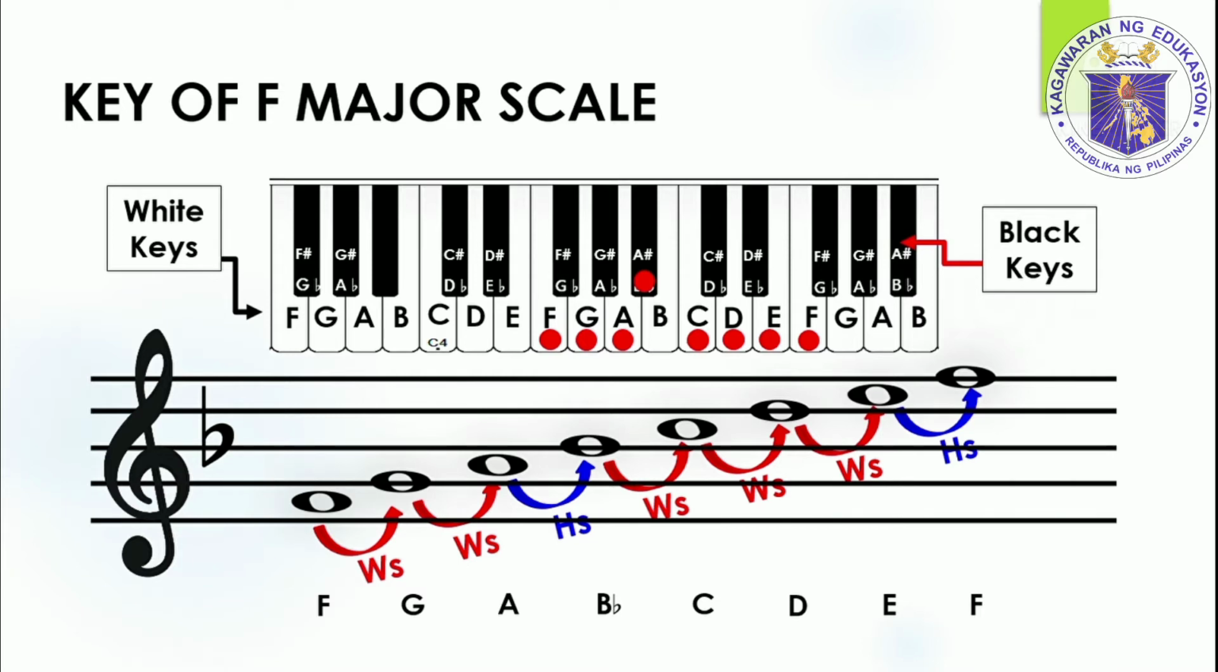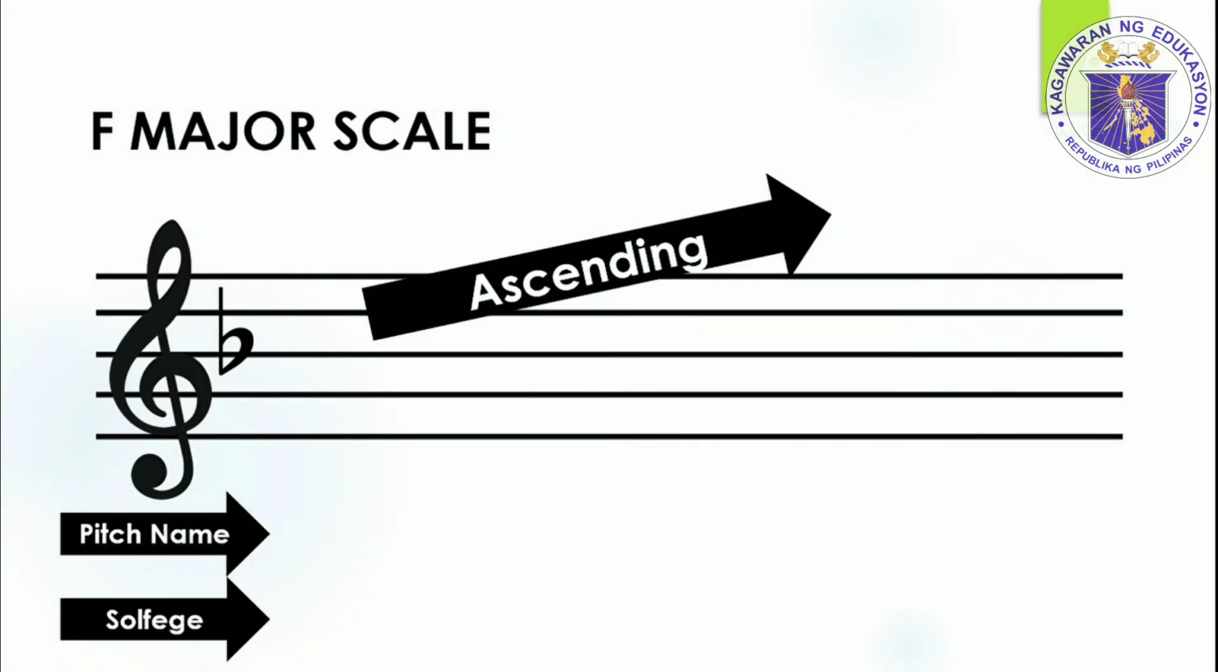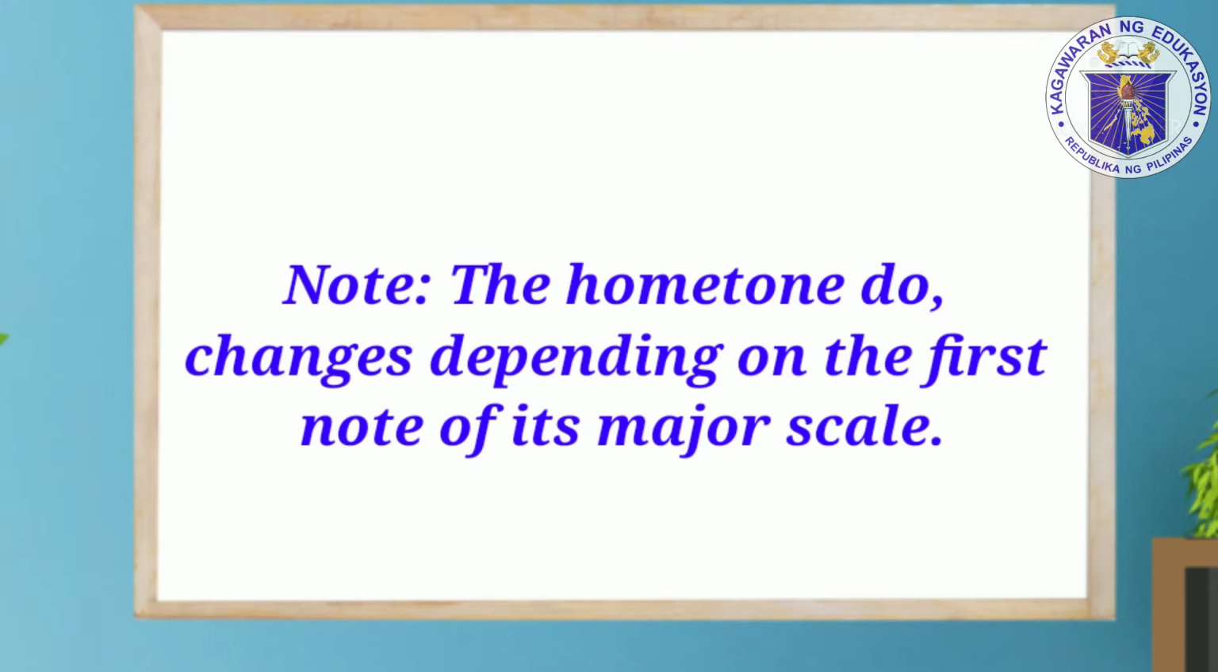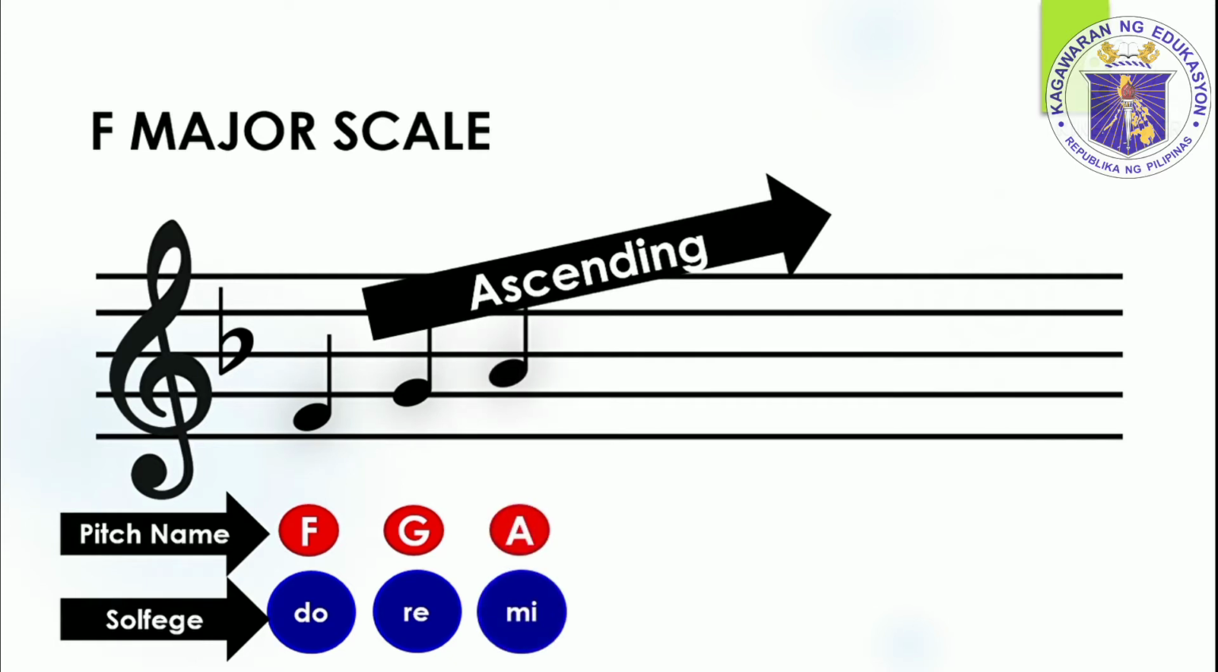Let's try to construct the F major scale in an ascending manner. Let's begin with the home tone Do, located on the first space of the staff, the F note. The note on the line above Do is Re. The note on the space above Re is Mi. The note on the line above Mi is Fa.